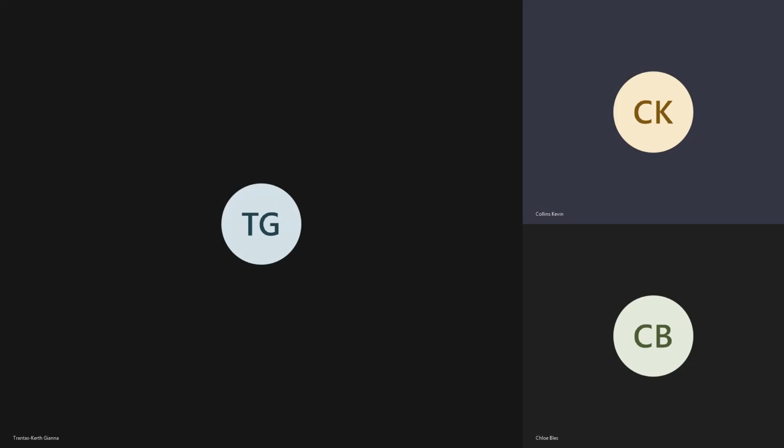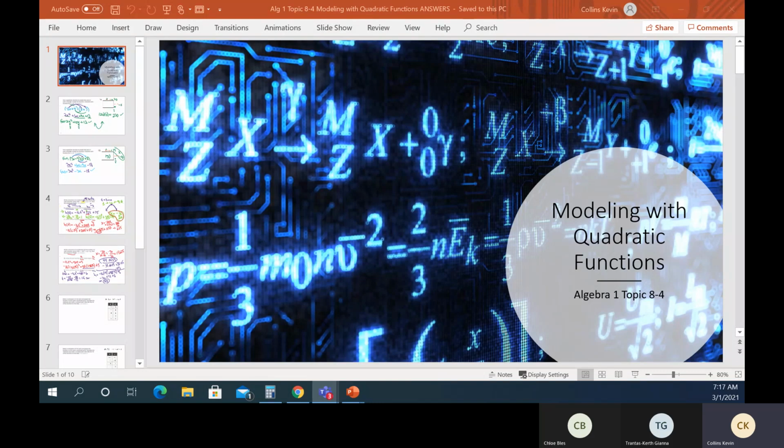Okay, so we started talking last time about modeling with quadratic functions. Basically what we're looking for is, when we have a bunch of data points, can we come up with a quadratic function that looks the same as the data points? There are ways to do that. We're going to talk about that today. One of them is called a quadratic regression.